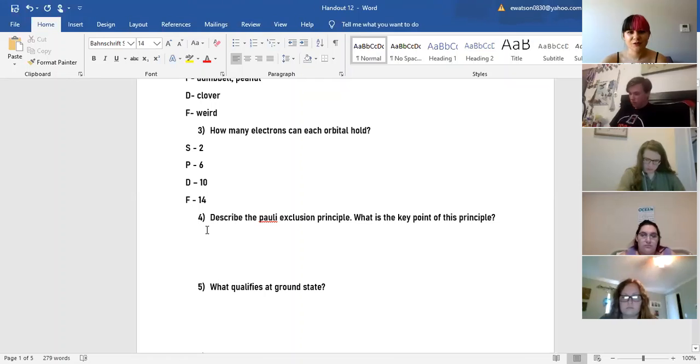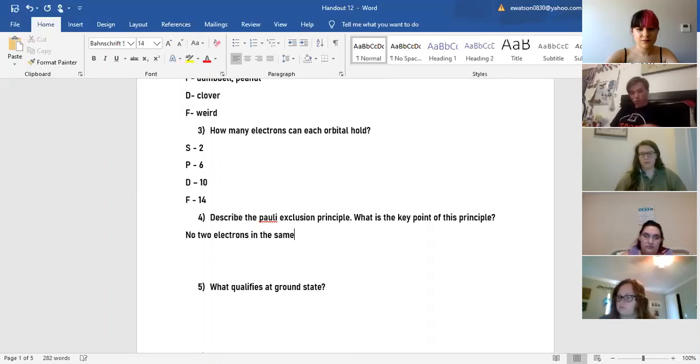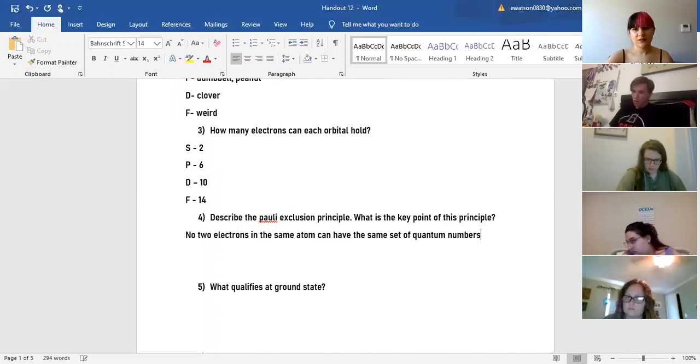Define the Pauli exclusion principle. What is the key point of this principle? This is a bit of a definition type thing. Does anyone remember? No 2 electrons in the same atom can have the same set of quantum numbers. Yes, that is spot on.